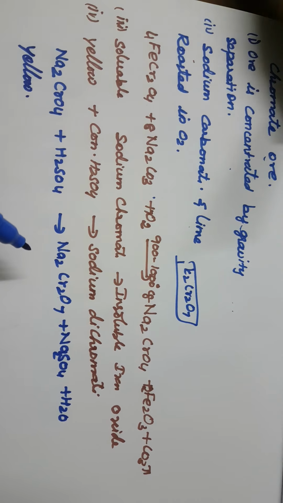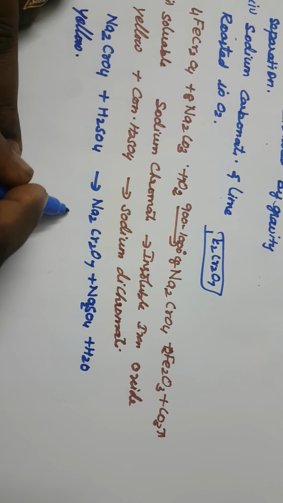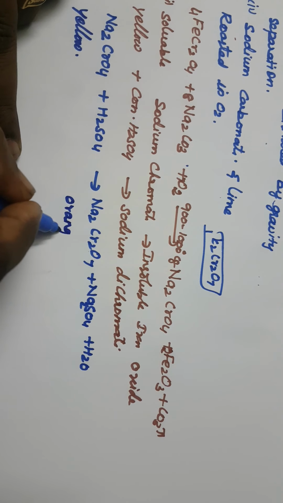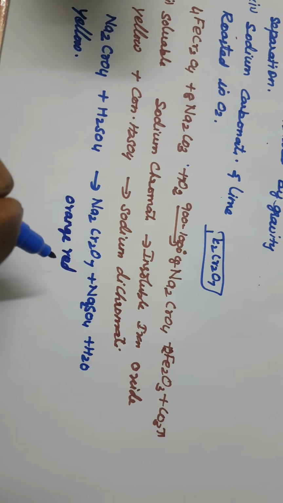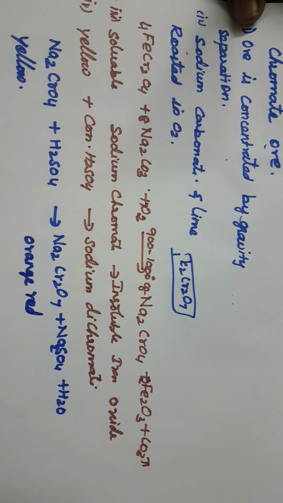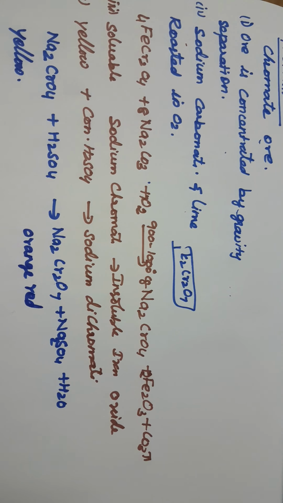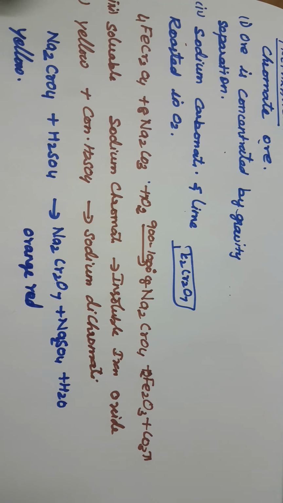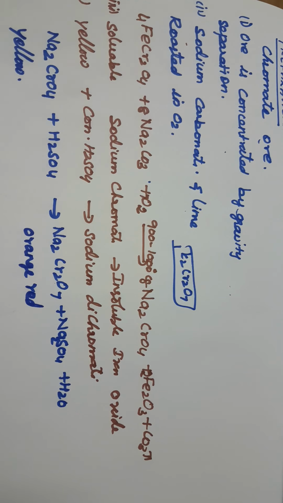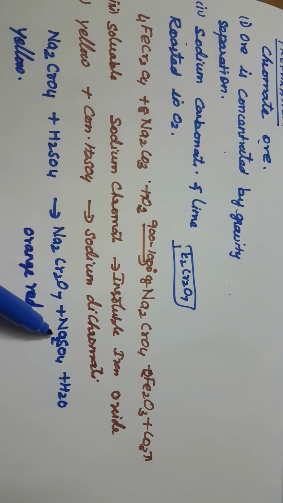This is converted into what color? That is orange red color. Okay, so this is the equation. Next, the above solution contains soluble sodium sulfate, mixed with the sodium dichromate. How do we remove the sodium sulfate?